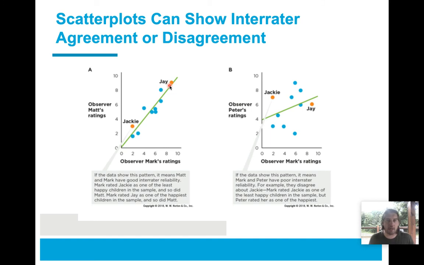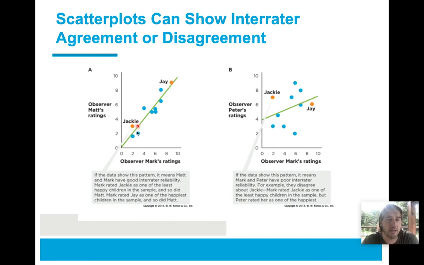And so what we want to see is, do Matt and Mark's ratings align with each other? Because if Matt is giving Jackie a 10 and Mark is giving Jackie a 2, something's wrong, right? The child cannot be extremely happy or extremely unhappy at the same time. So we have an issue with the reliability of our ratings.